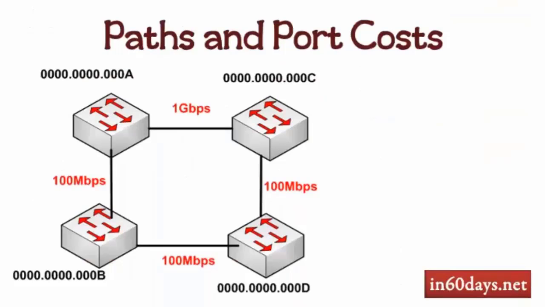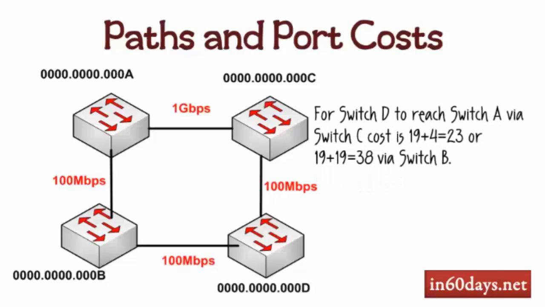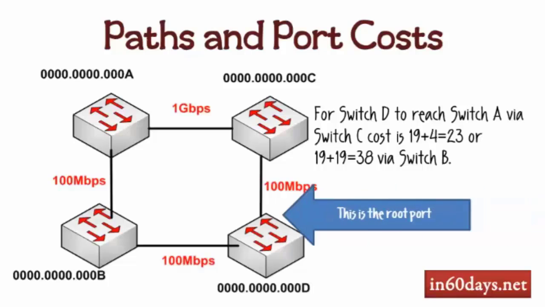So here's an example network. We've got 100 meg links and one gig link. So for switch D, the bottom right, to reach switch A via switch C, you have to add up the cost, which is going to be 19 plus 4, which is 23. The second best way to get there is across the two 100 meg links, which is 19 plus 19. So we can see, because of this, the root port is going to be the fastest way to get from D to A via C.